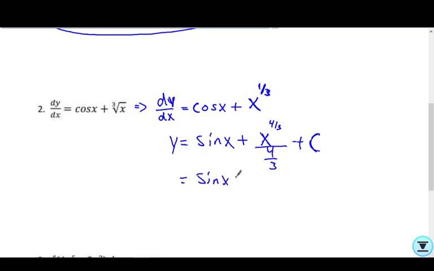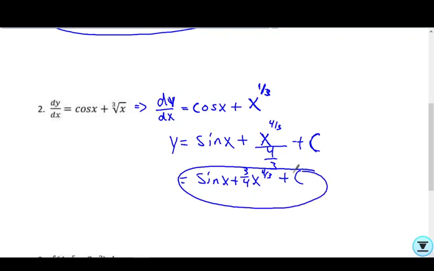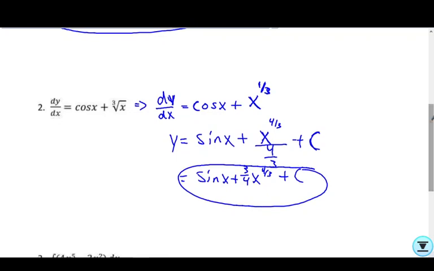Sine x plus dividing by something is the same thing as multiplying by its reciprocal. So you get this. That is your antiderivative. And you could change the 4/3 power back to its cube root if you'd like as well. Okay? But this one goes to show you that I wouldn't know what the antiderivative of cosine is if I didn't know what the derivative of sine is. So to be able to go backwards, you have to know your derivative rules really well.